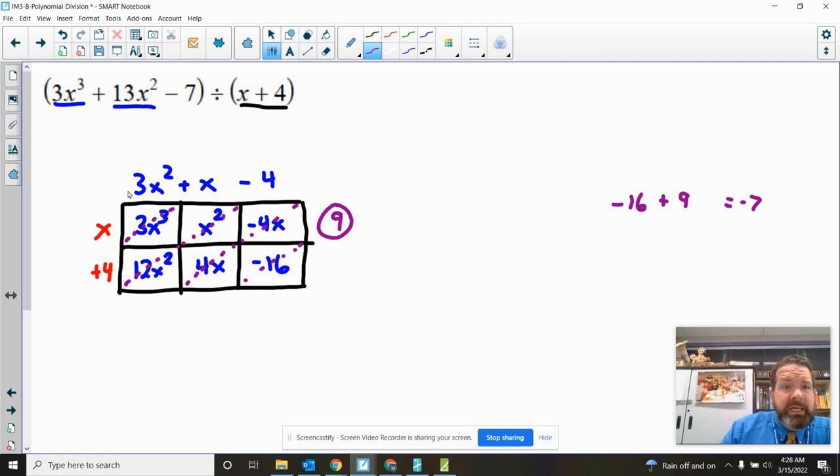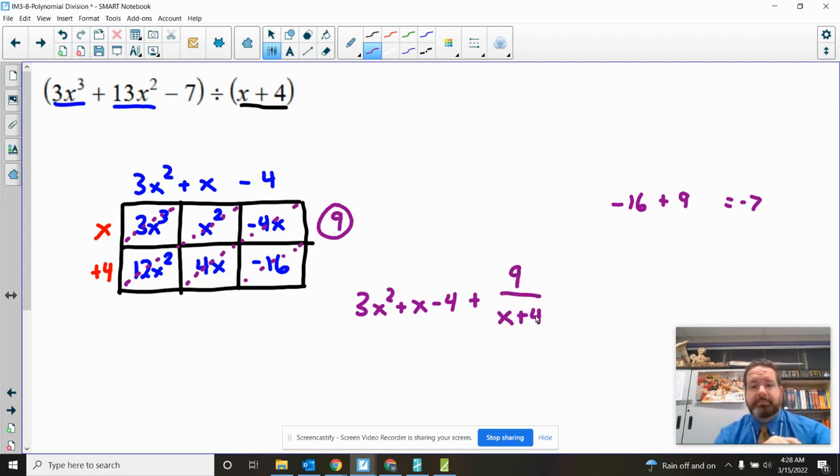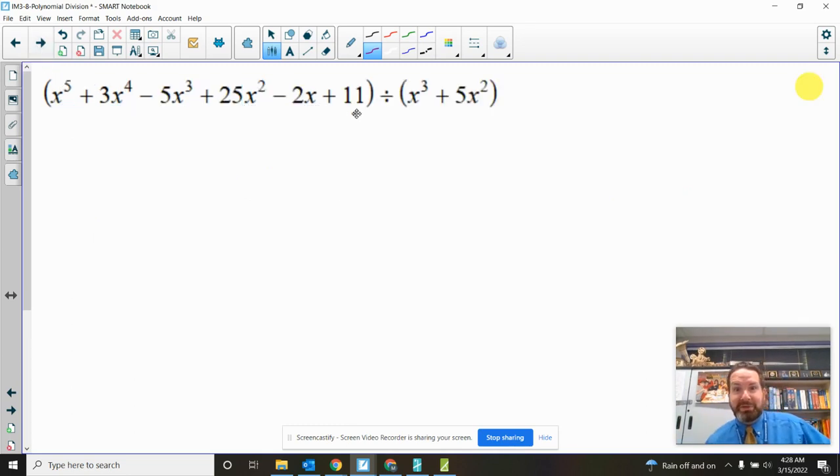So here's our quotient: 3x squared plus x minus 4. And for your remainder, anything that ends up outside the box, just add on the remainder divided by the divisor. There it is. Believe it or not, once you do a couple of these, it actually ends up being kind of fun. Like you can make these up and have a good time with them.